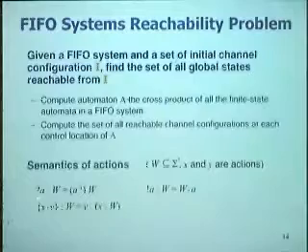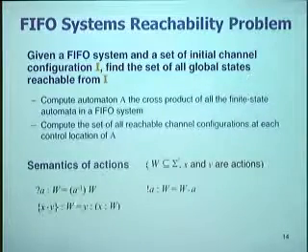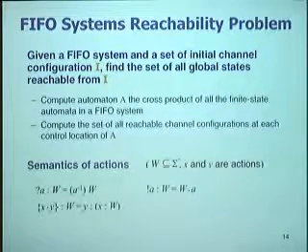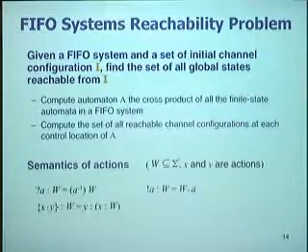Before explaining how we can do this, let me define the semantics of actions in our system model. Assume W is in sigma star. We define the application of action read of A to W by removing letter A from W, and applying write of A to W by concatenating letter A at the end of W. If we apply two actions X and Y to W, first we apply X to W, and then we apply Y to the result of X applied to W.